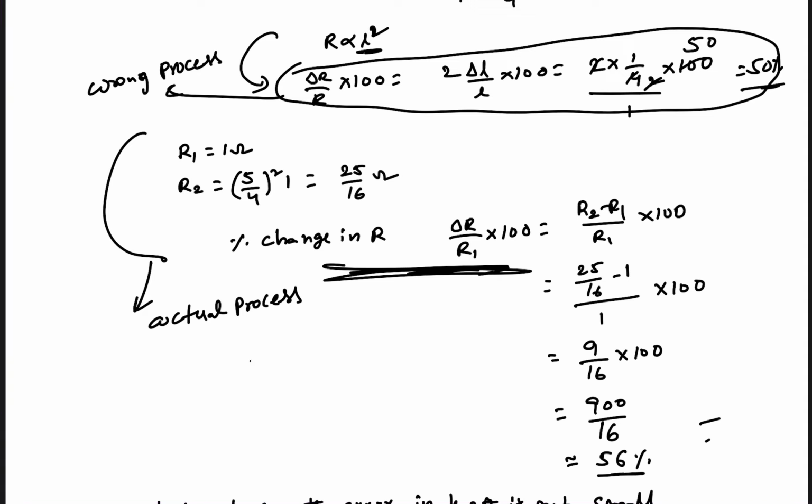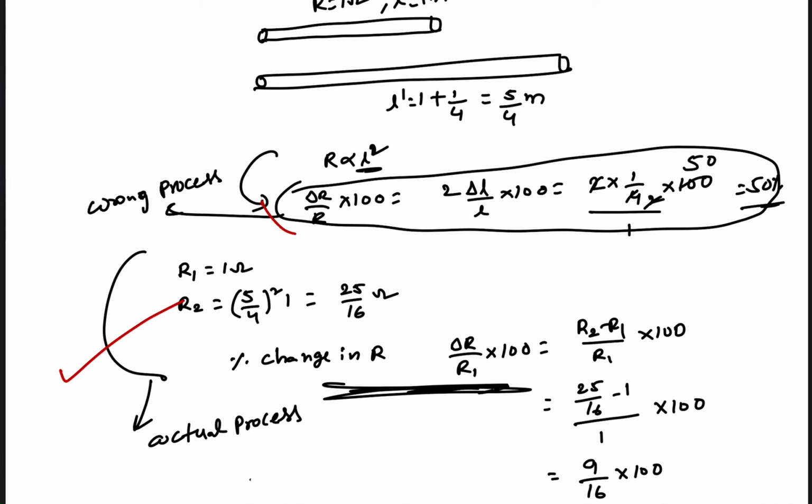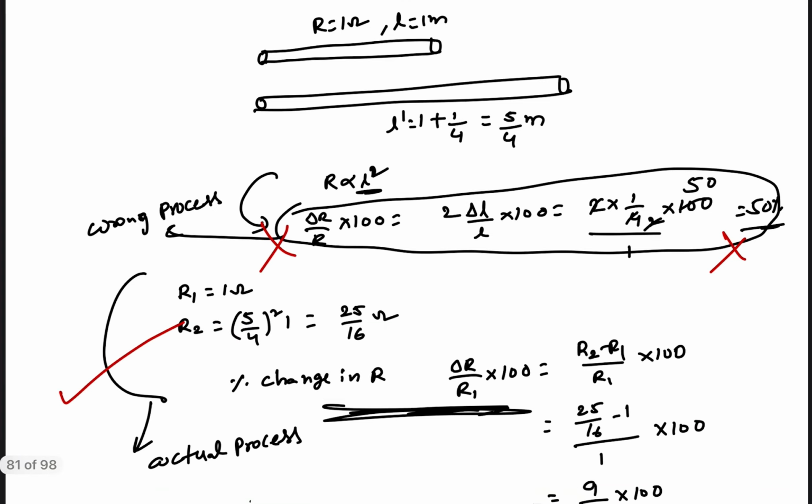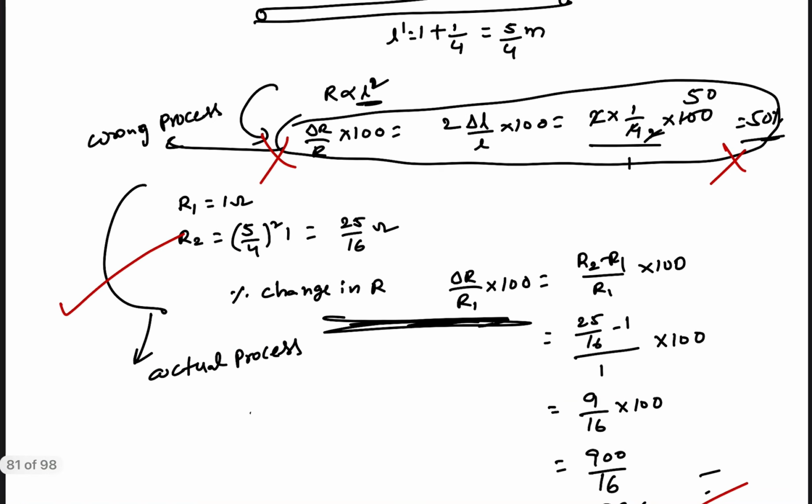So now the correct option and correct process is this process. Observe this carefully. This is the correct process. The correct answer is this. This is a wrong process, don't apply that. 56% is the correct option.